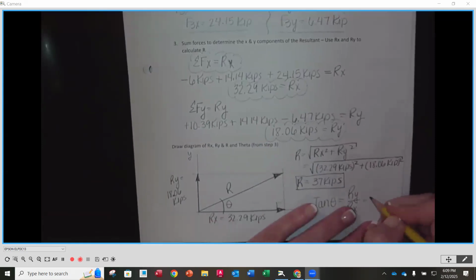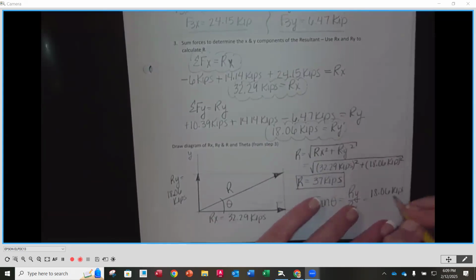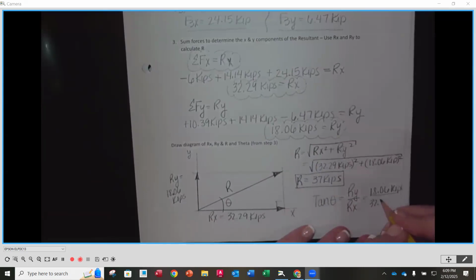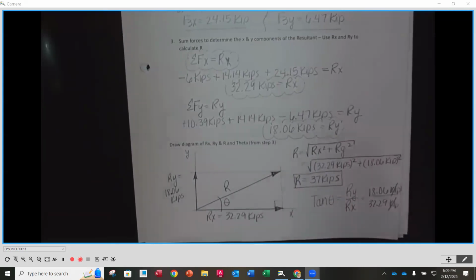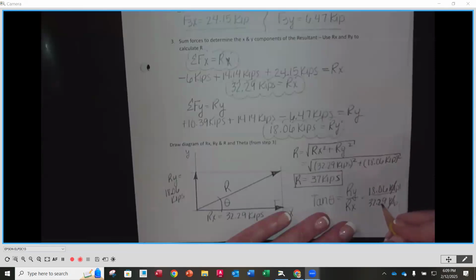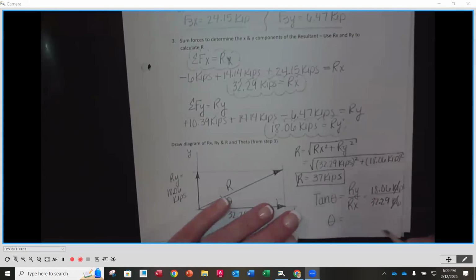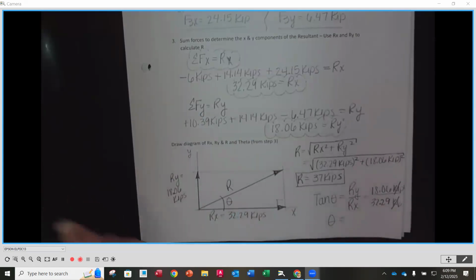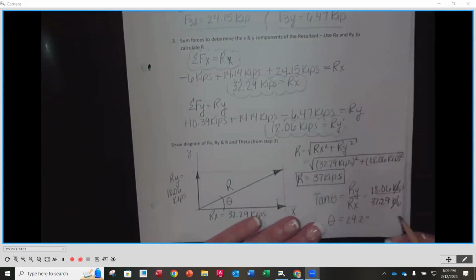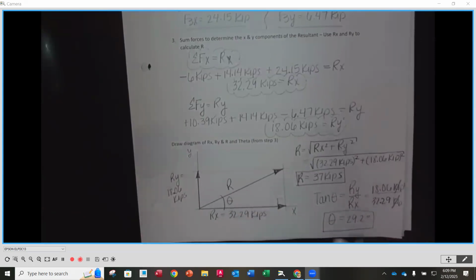So that's going to be equal to 18.06 kips divided by 32.29 kips. Cancel those two out. So theta then, we should get about 29.2 degrees. Put a box around that because this is a final answer.